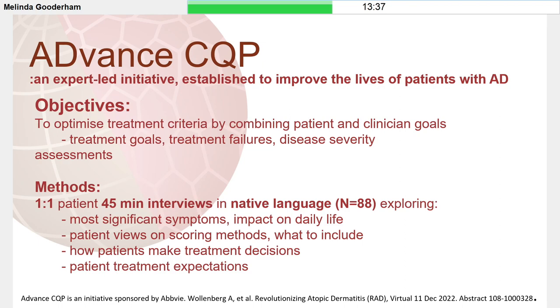The co-chairs were Jonathan Silverberg and Andreas Vollenberg. We were given the task of how we can improve the lives of patients with AD in general. We started off with a blank slate. We wanted to look at things like treatment goals, treatment failures, and disease severity assessments. How do we decide which patient moves from topical therapy to systemic therapy? Sort of the whole spectrum.